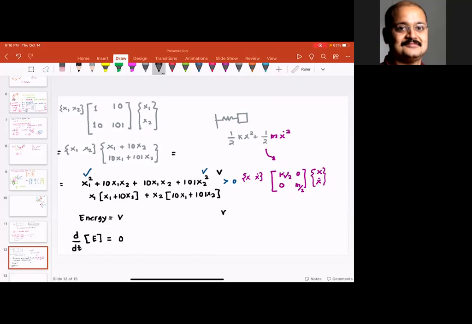Second case that is possible is d by dt of energy is less than 0, which means the energy is decreasing. So the system started with some energy and the energy decreases. What would happen when the system energy decreases? The system goes to rest. So the system becomes asymptotically stable. So the first case is where the system is simply stable. In the second case, the system becomes asymptotically stable.